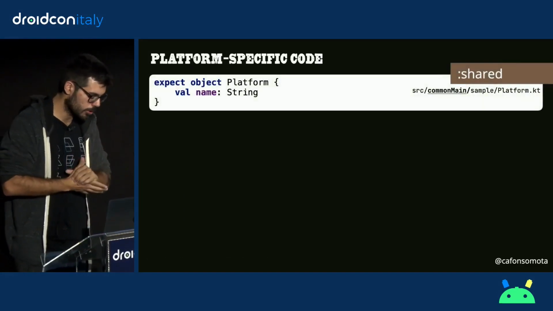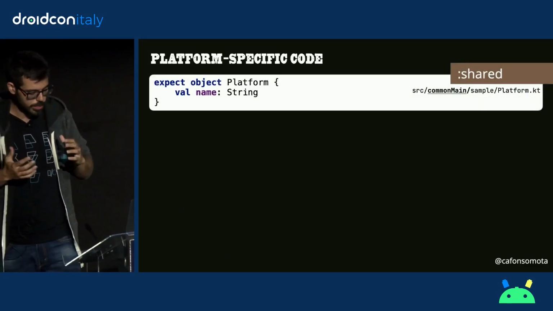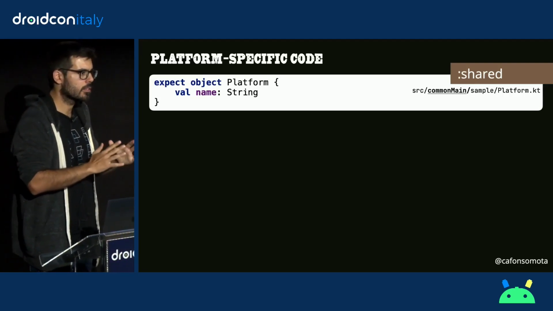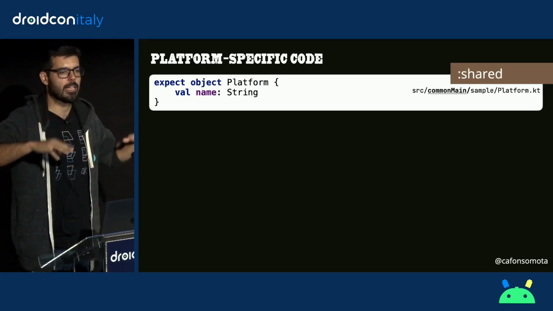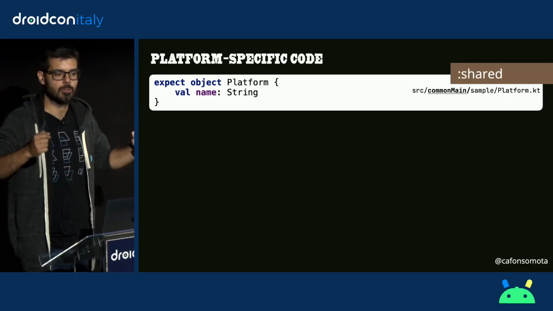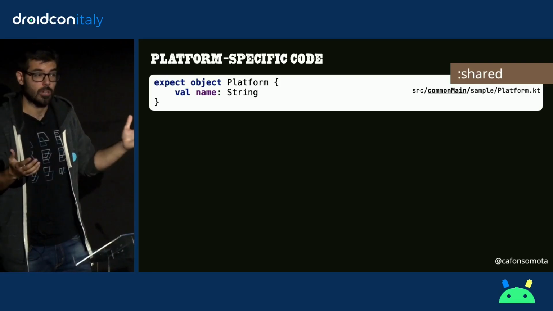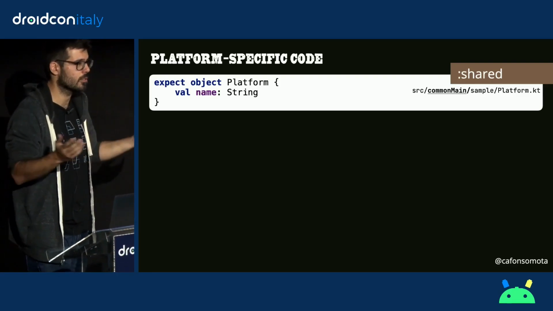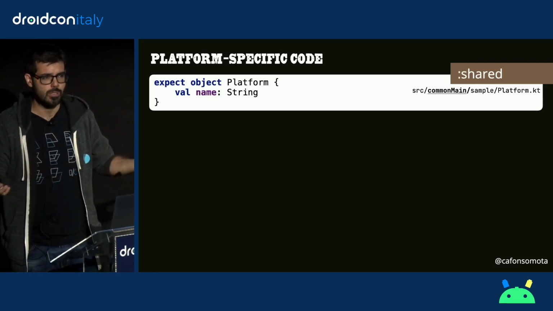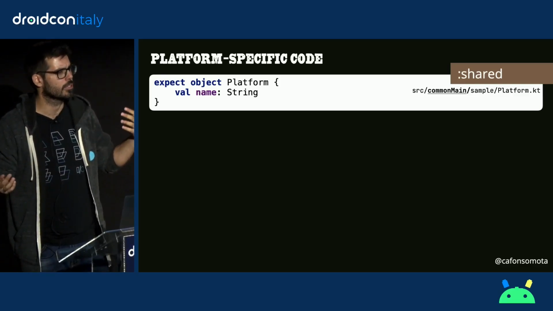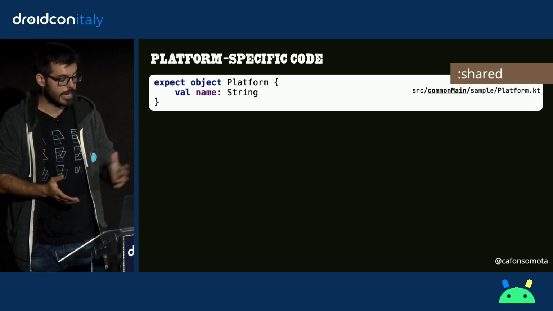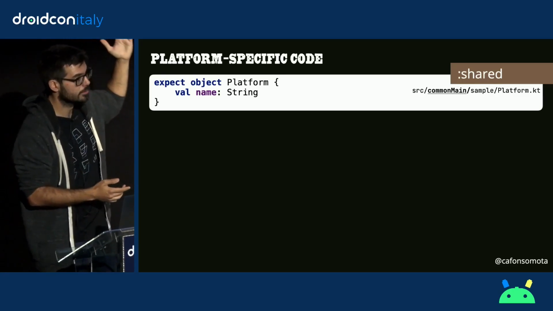When you talk about multiplatform, there's always the question that different platforms have different things. For instance, if you want to print a log, on Android you use the logger function. On iOS you can use NSLog. On the console you use console. So how can I create a library for this? And the answer is you can use expect.